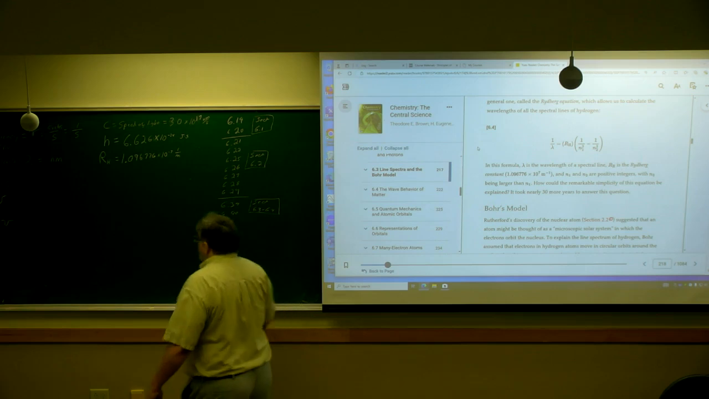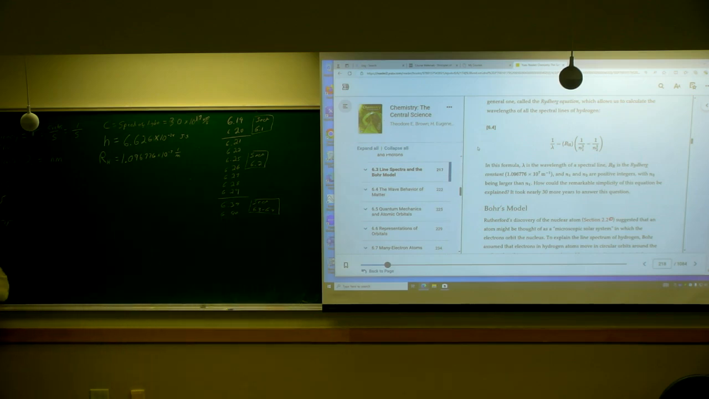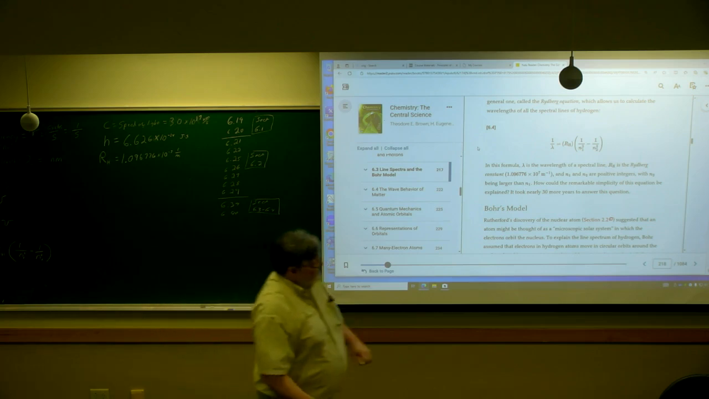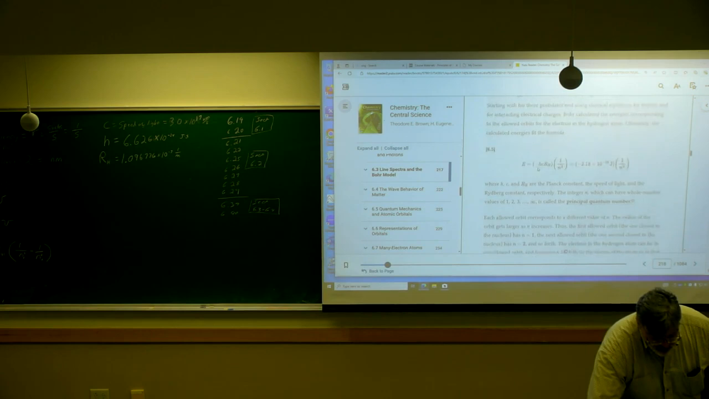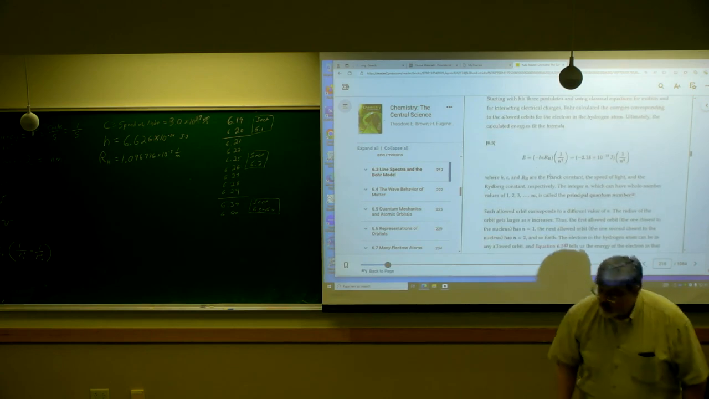And then you have this equation, 1 over the wavelength equals the Rydberg constant times 1 over n1 squared minus 1 over n2 squared. The 1s and 2s are about, there's one more equation that's related to this one. This one.